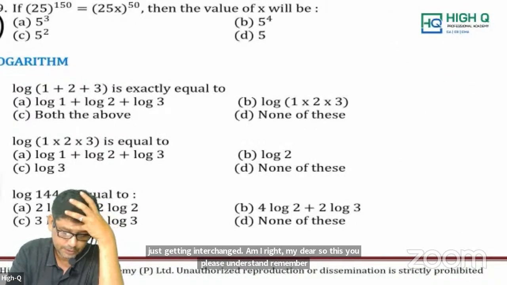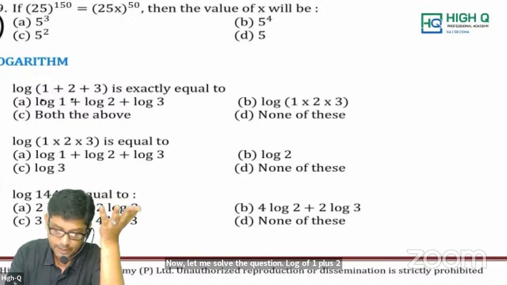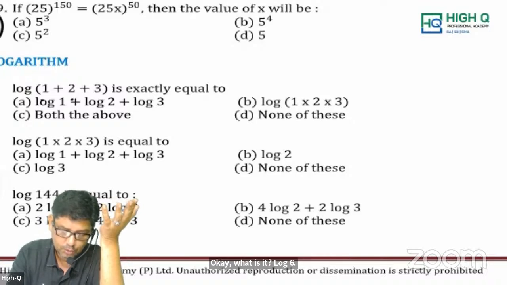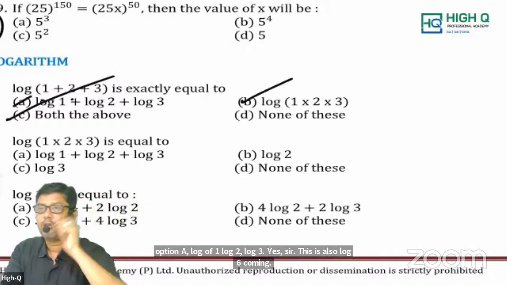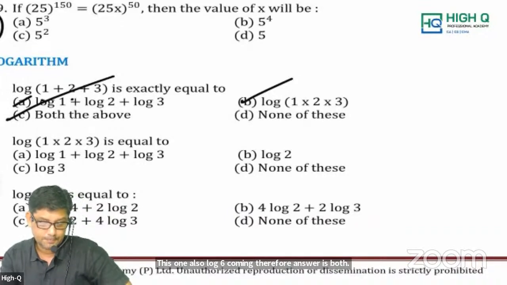Now let me solve the question. Log of 1 plus 2 plus 3 is equal to what? Which is equal to log 6. Okay, what is it? Log 6. First option A. Log of 1, log 2, log 3. Yes, sir. This is also log 6 coming. This one also log 6 coming. Therefore, answer is both.